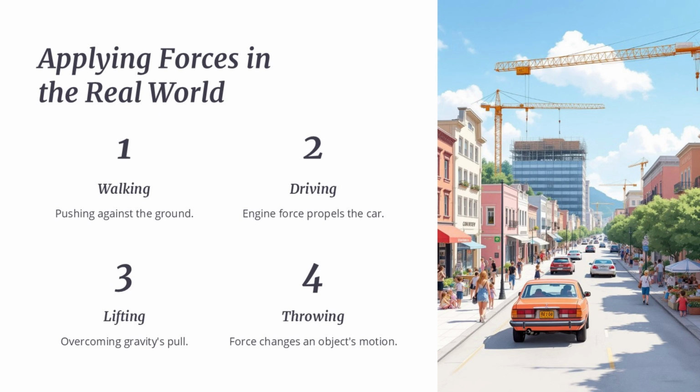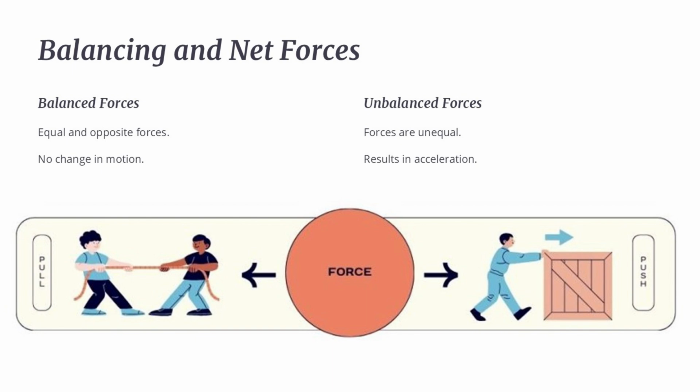Throwing an object involves applying a force that changes its motion, imparting kinetic energy and causing it to move through the air. These examples illustrate how forces play a crucial role in our everyday interactions with the physical world around us. Balanced forces are equal and opposite forces acting on an object.